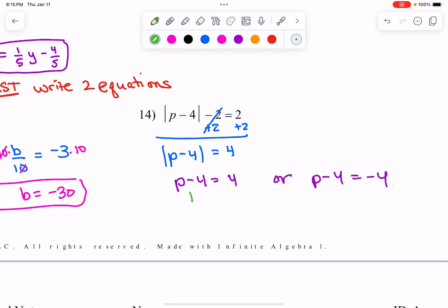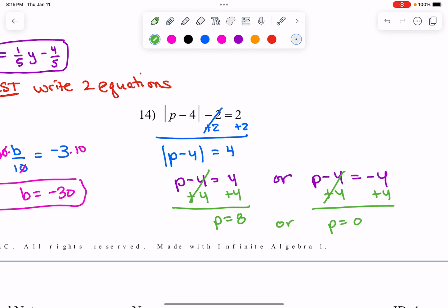To solve, we're going to add 4 to both sides, and I get P is equal to 8. Add 4 to both sides, or P is equal to 0.